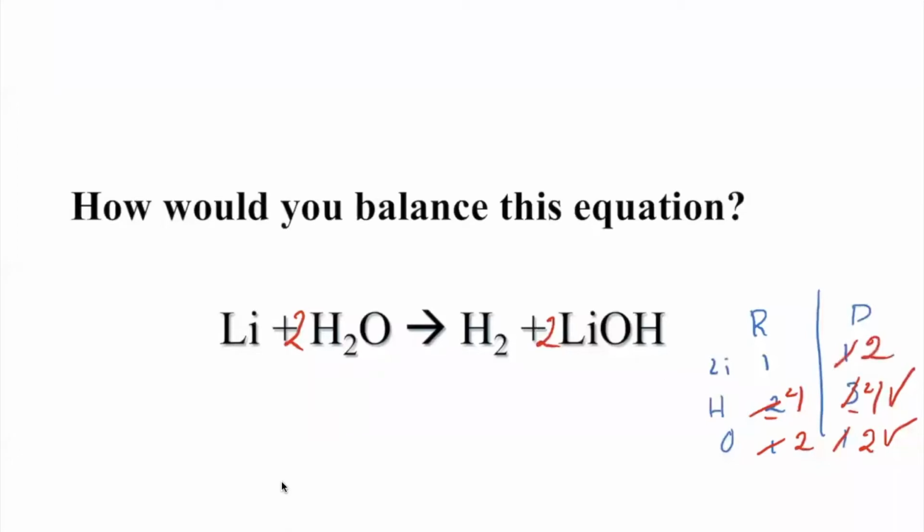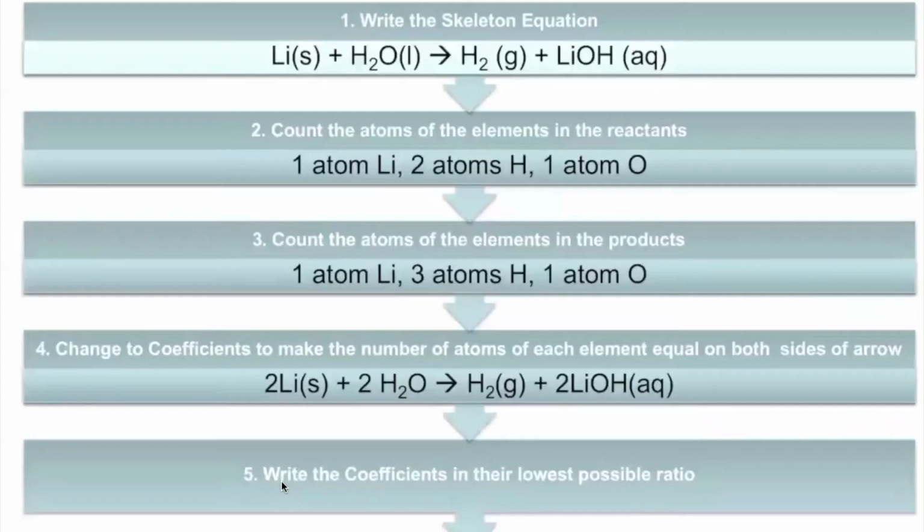Now, I only have 1 lithium in my reactant, but because I left it until the end, it's easy by just adding a 2 in front of lithium. It doesn't change anything else because lithium is by itself. Notice that my equation is now balanced. And here's the steps I took.